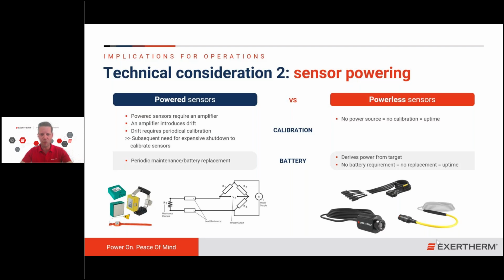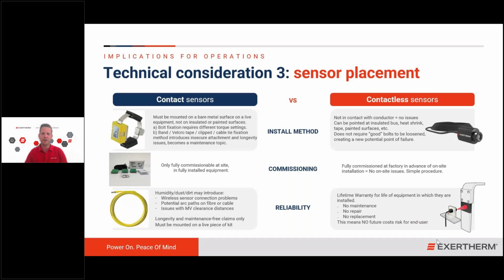Moving on from the sensor powering dimension to the third technical consideration for orientation, it's around sensor placement. If you look at the landscape, there are offerings around sensors that make contact to the main bus bars or to some of the breaker parts. And then there are sensors that don't make contact to any of the power carrying parts. Let's look at those with regards to installation methods, what that means for commissioning and testing, and then finally reliability as well.